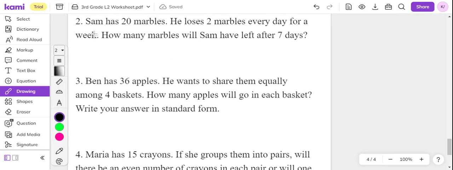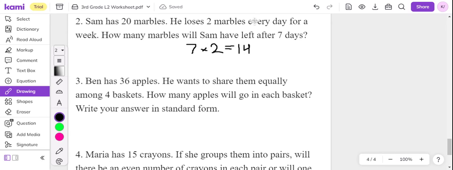Alright, number 2. Sam has 20 marbles. He loses 2 marbles every day for a week. How many marbles will Sam have left after 7 days? Okay, so it says he loses 2 marbles every day for a week, and there are 7 days in a week, so that means we just do 7 times 2 equals 14.